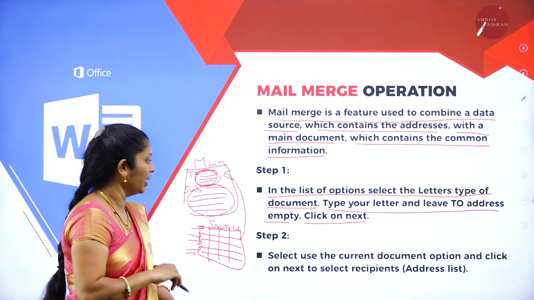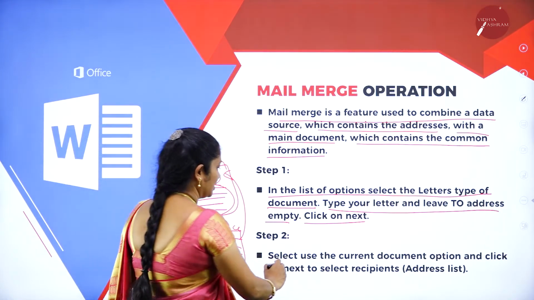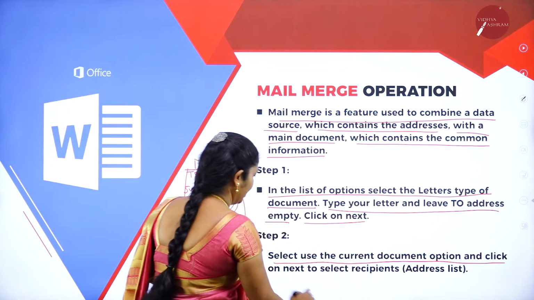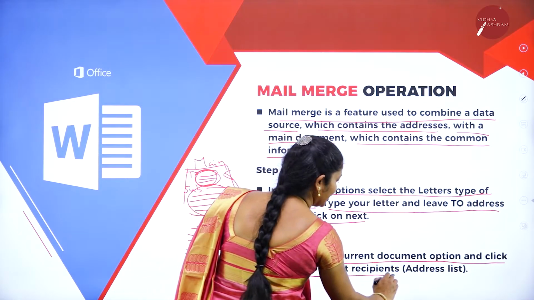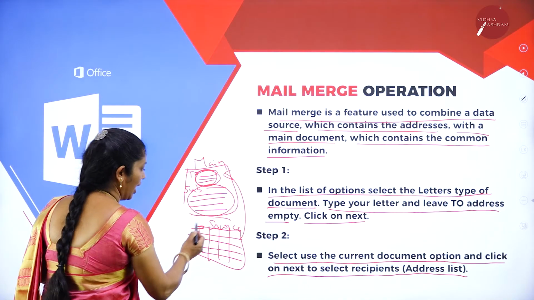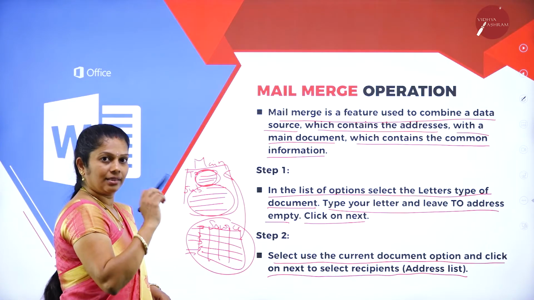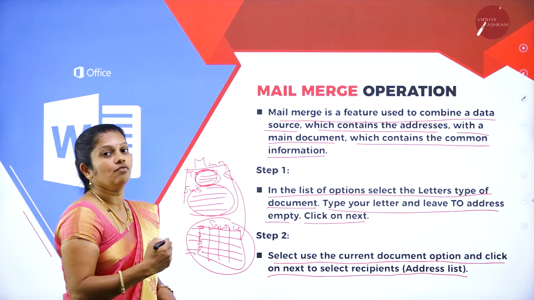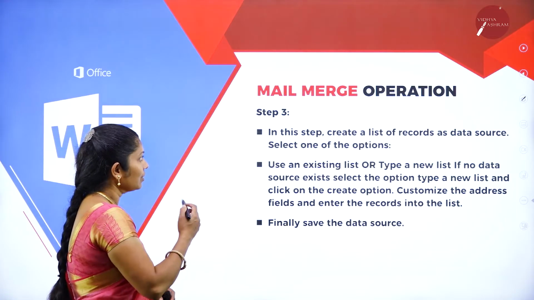That is the main document. Step 2: select the use current document option and click on next to select the recipient address list. After that, you have to click on next. There we can get the result of the source document.